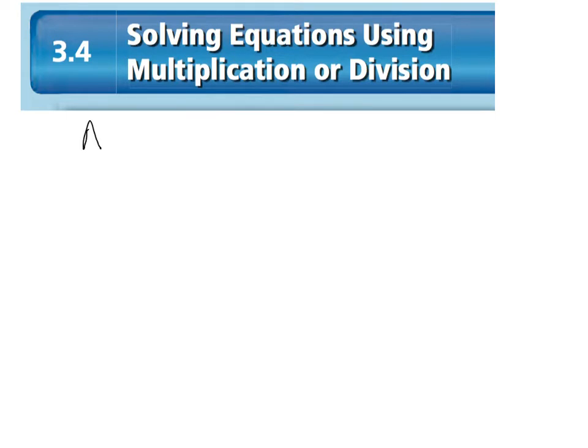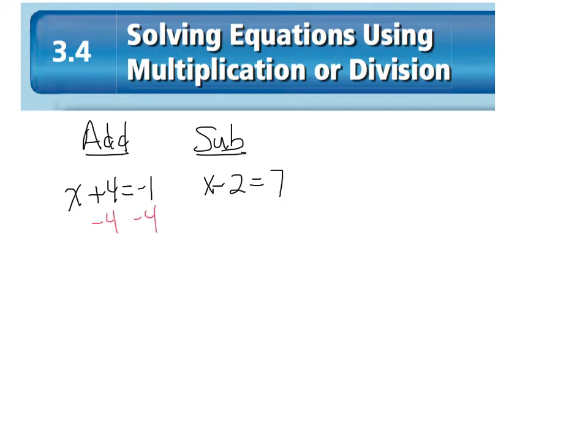You guys have already learned what to do with addition and subtraction. So addition was when you'd have something like x plus 4 equals negative 1. Subtraction would be like x minus 2 equals 7. What did you do to get rid of your plus 4? You did something called inverse operations. So you subtracted 4 on both sides. What property was that? It was the subtraction property of equality. So if you solve this, that would give you x equals negative 5.